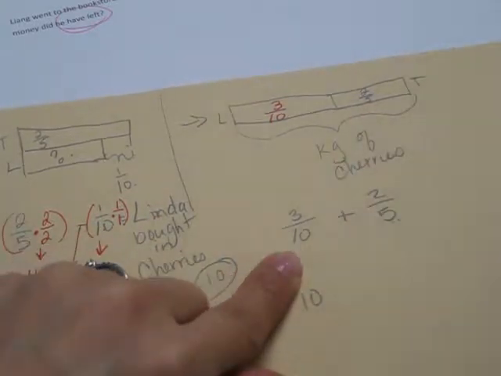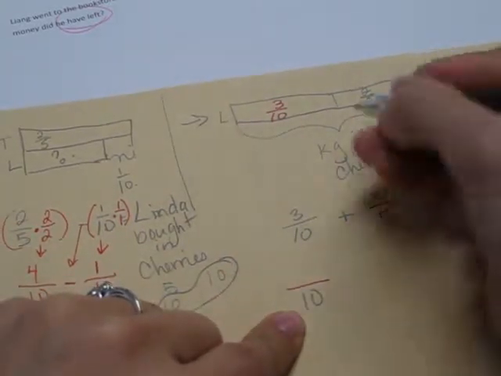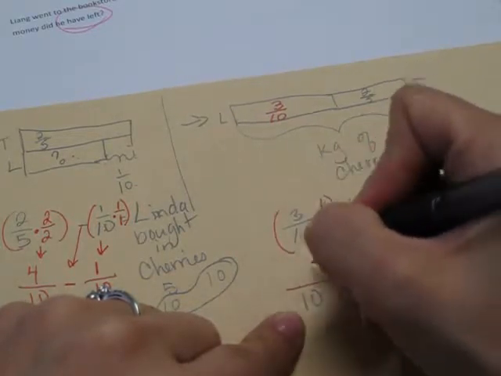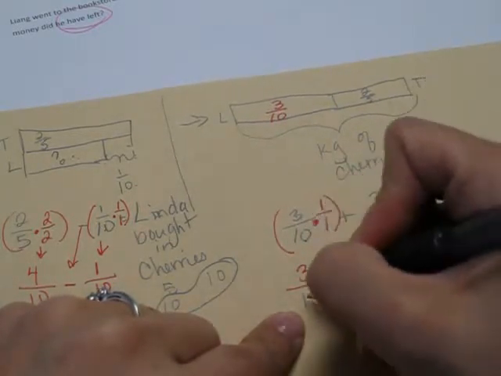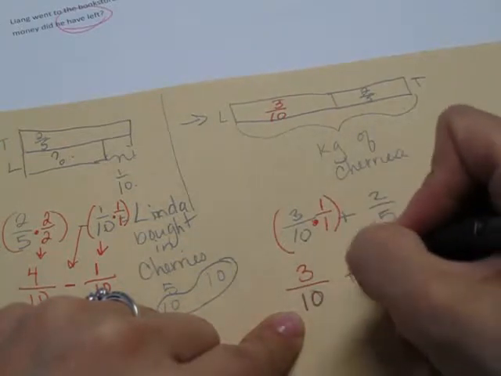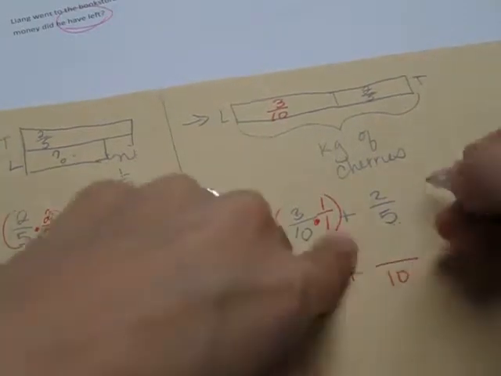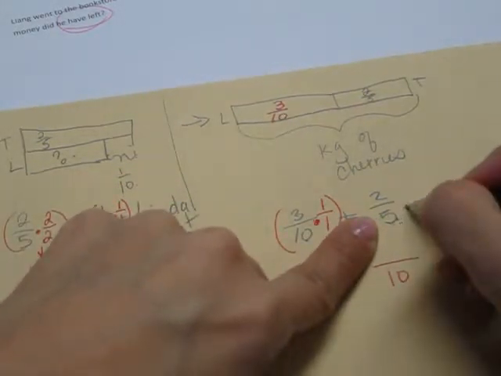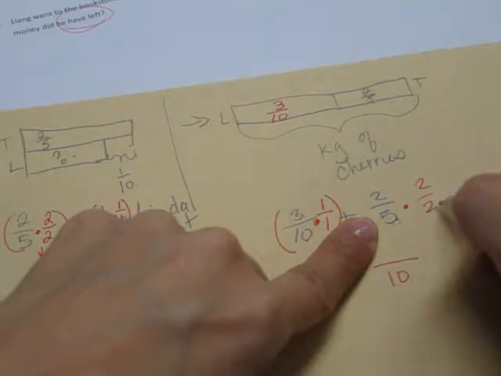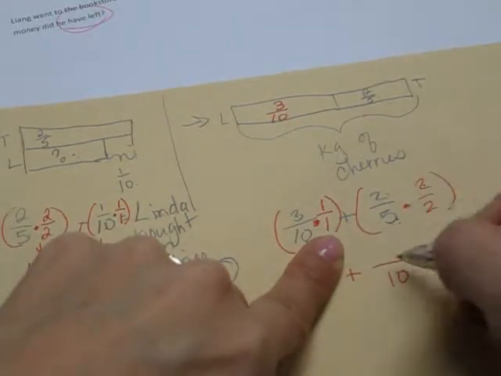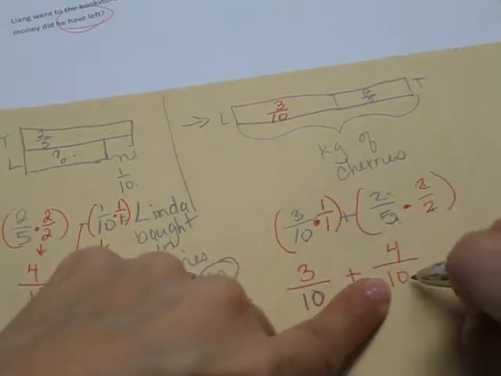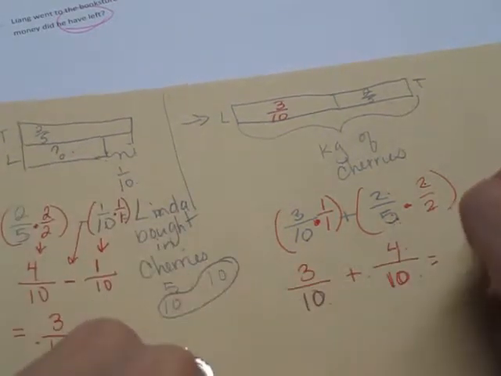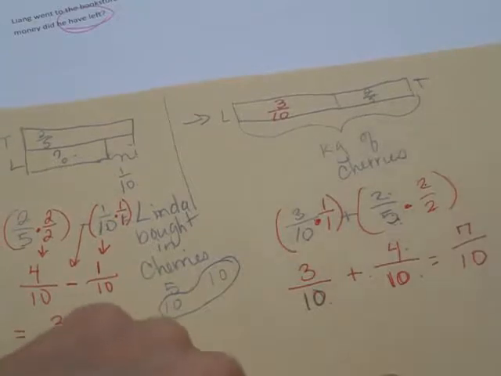So what do I multiply 3/10 by to get a denominator of 10? Multiply it by 1 over 1. 3 times 1 is 3. 10 times 1 is 10. Plus, this is going to change to a 10. In order to make the denominator 5 a 10, I'm going to go ahead and multiply it by 2/2. 2 times 2 is 4. 5 times 2 is 10. 3/10 plus 4/10 equals 7/10.